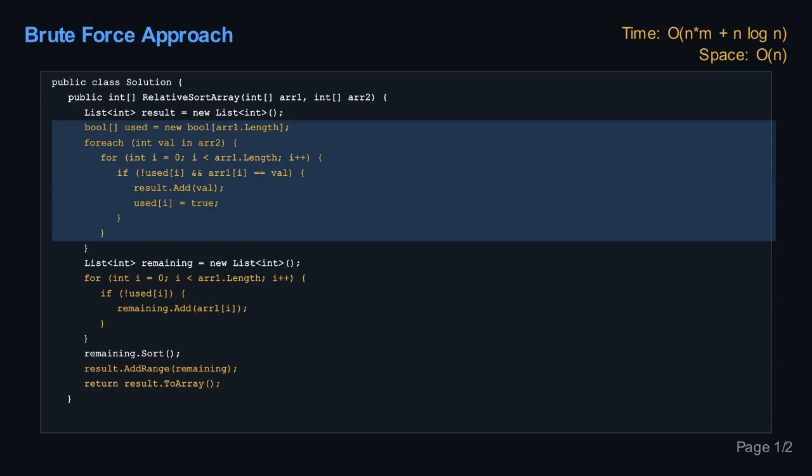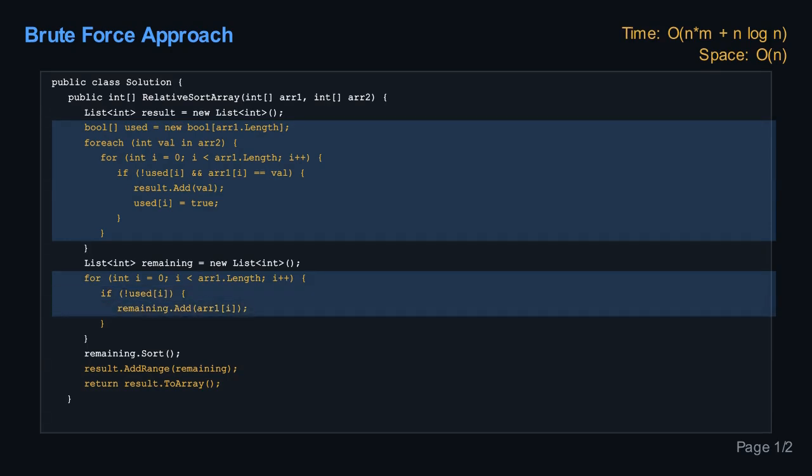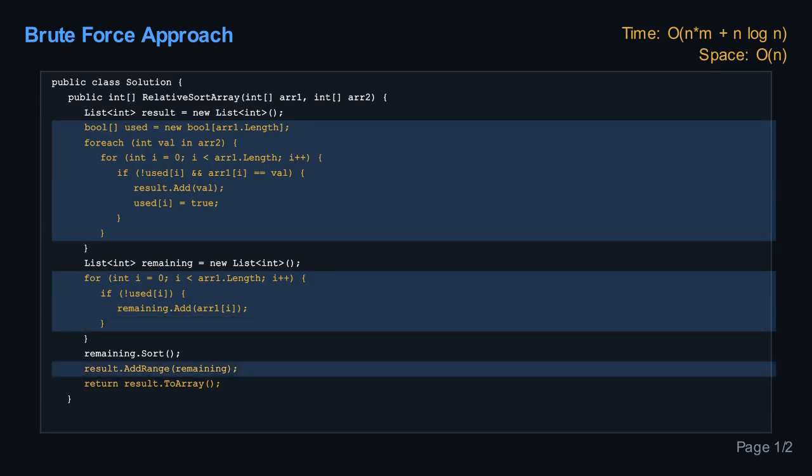The repeated scanning makes this O(n times m) for the first part, plus O(n log n) for sorting the remainder, leading to a total time complexity of around O(n times m plus n log n). Space complexity would be O(n) for the result and a Boolean array.